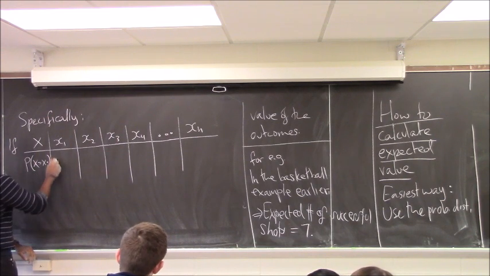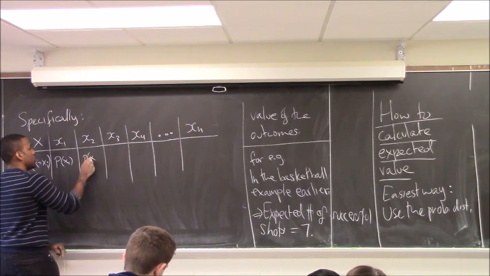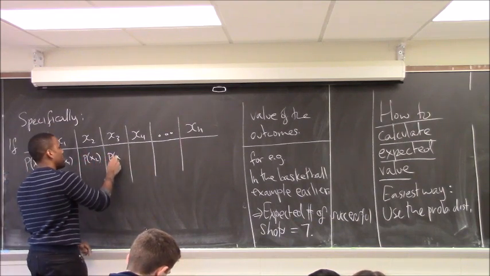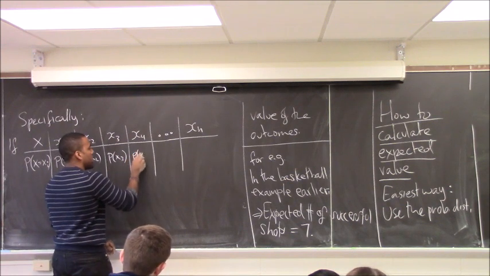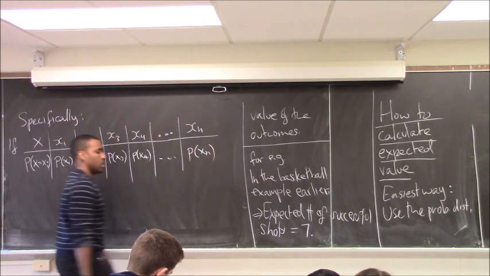This guy here is going to be the probability that you get x1. This guy here will be the probability that you get x2. This guy here will be the probability that you get x3. Probability that you get x4, dot, dot, dot. Probability that you get xn.